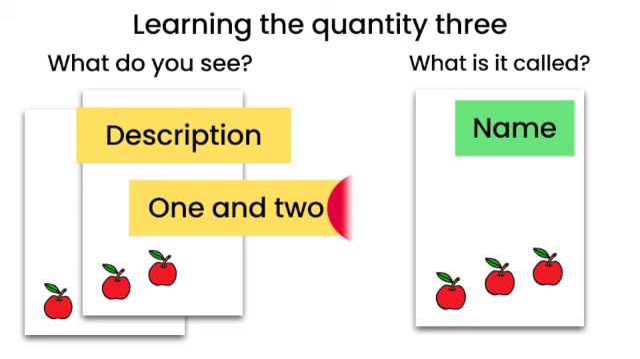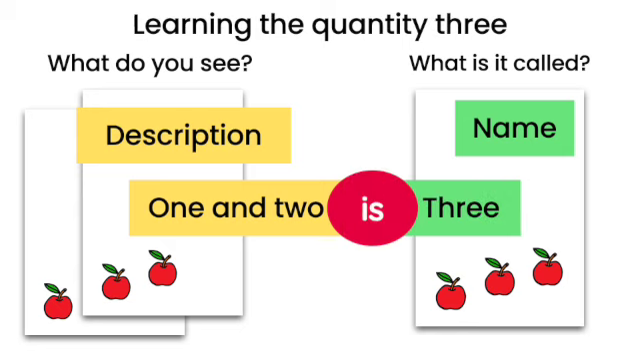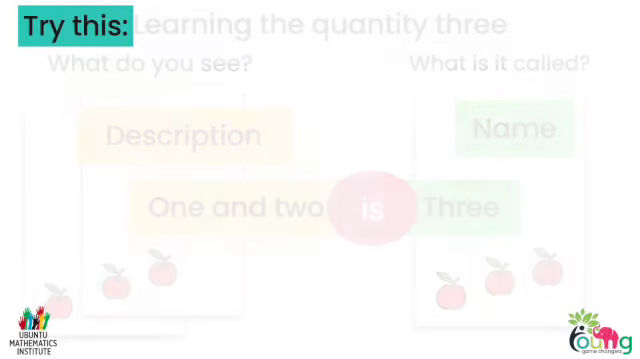This way, children have not just learned to count to 3, but they've learned that 3 is a combination of 1 and 2, or what we would call a composition of 1 and 2.